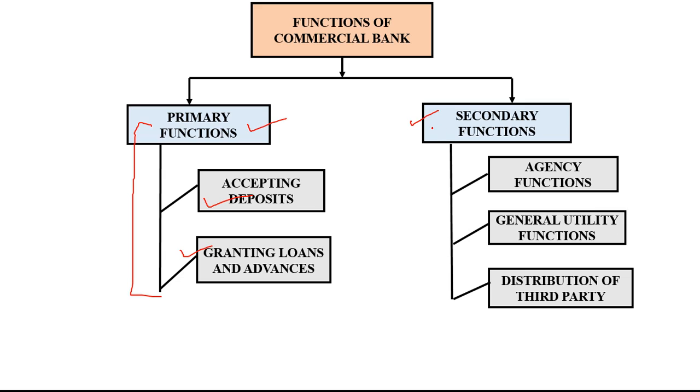Under secondary functions, banks perform agency functions, general utility functions, and distribution of third party products. In today's video, I am going to discuss only the primary functions, and in the next video we are going to see the secondary functions. So let's see the primary functions of a commercial bank in detail.